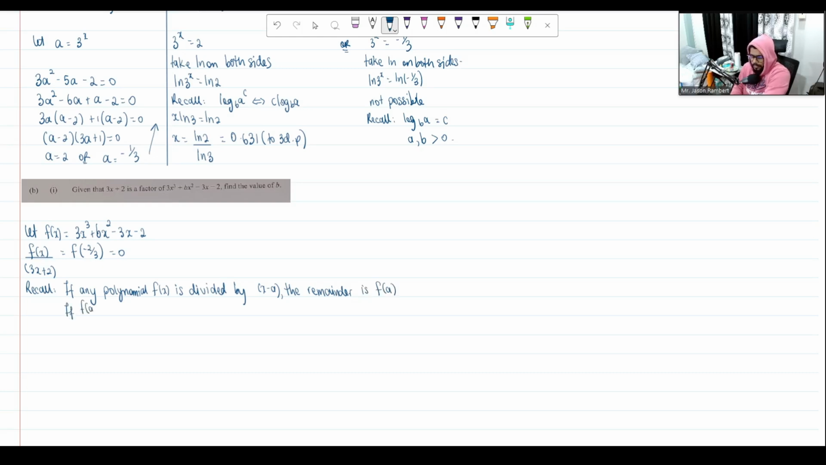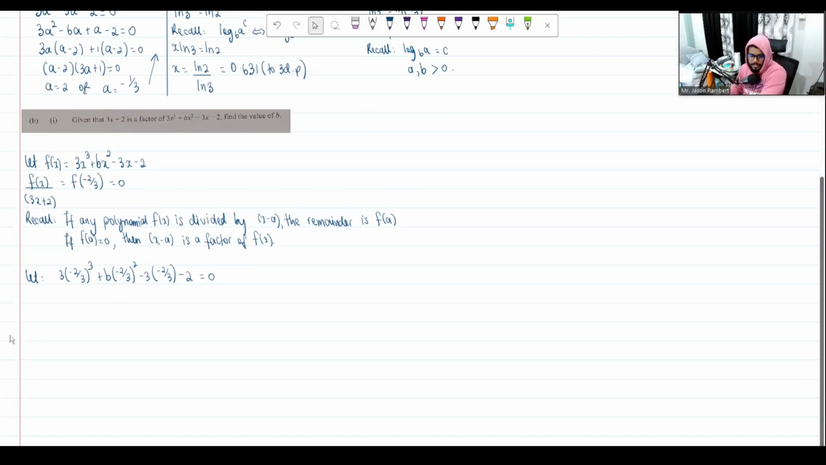If f of a is equal to 0, then x minus a is a factor of f of x. So now I'm going to let f of negative 2/3 be equal to 0. 3 into minus 2/3 cubed plus b into minus 2/3 squared minus 3 into minus 2/3 minus 2 is equal to 0.